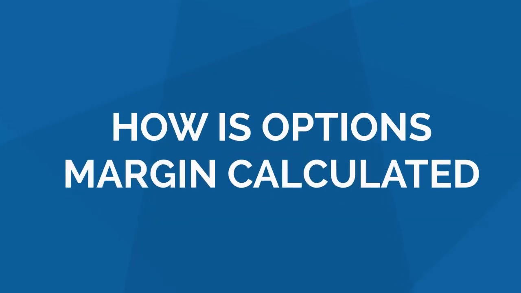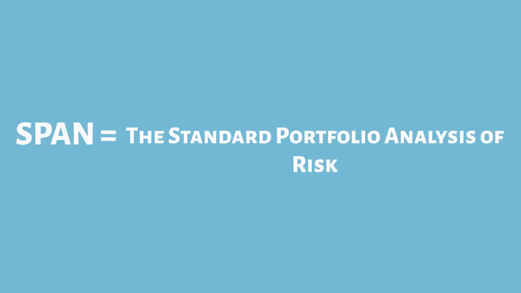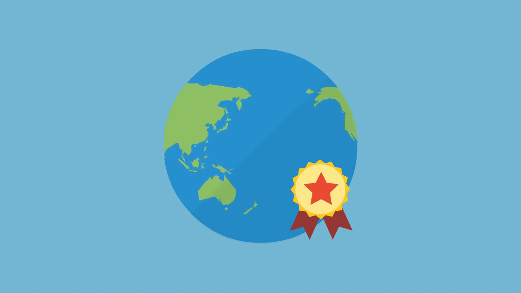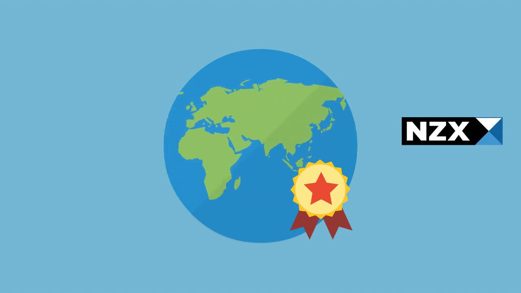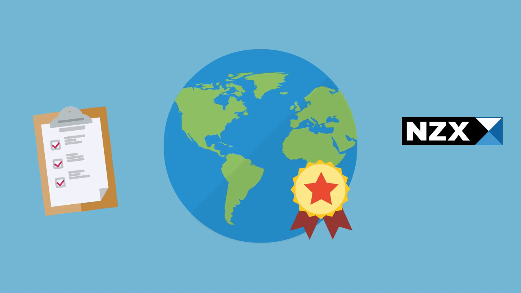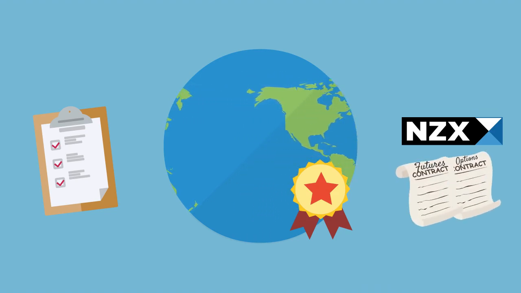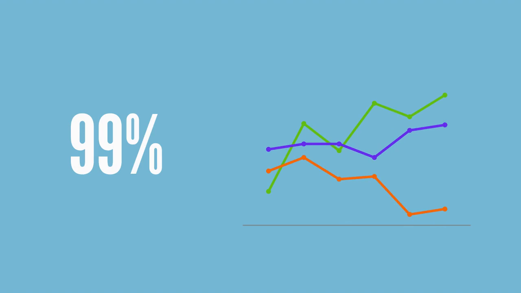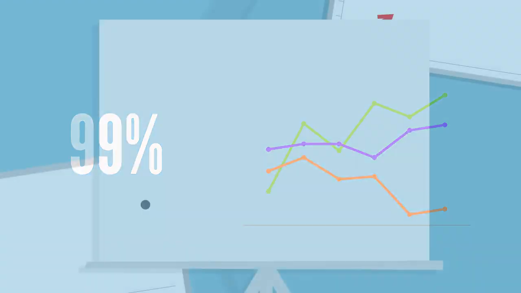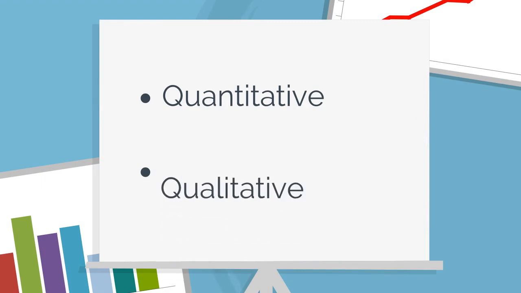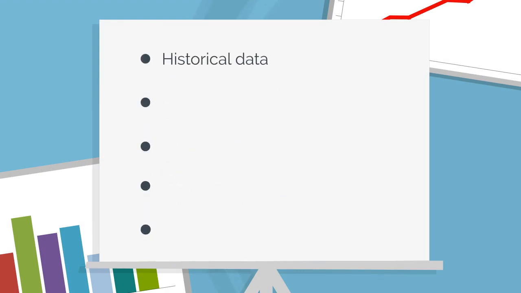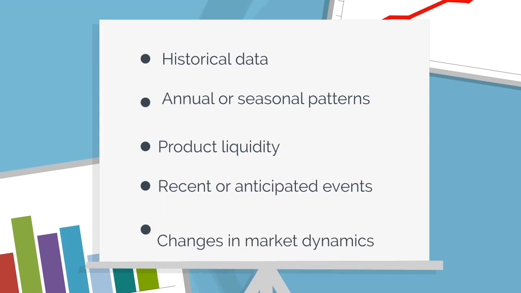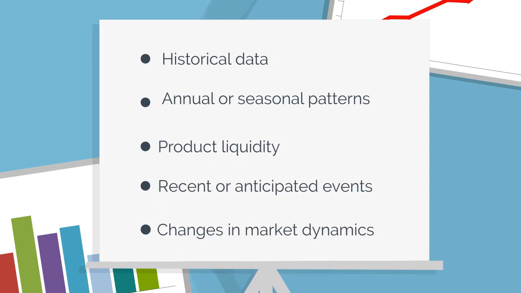The Standard Portfolio Analysis of Risk, known as SPAN, is the world's leading margin system, used by the majority of derivatives exchanges, including NZX. It is the method used to determine margin requirements for futures and options on futures. The margin model covers 99% of anticipated price changes for all products over a given period. The amount of margin is determined by a number of quantitative and qualitative factors, including historical data, annual or seasonal patterns, product liquidity, recent or anticipated events, and changes in market dynamics.